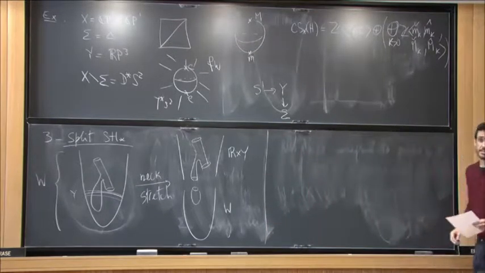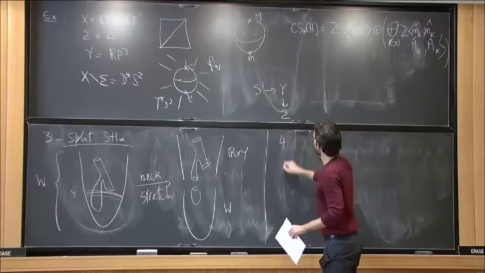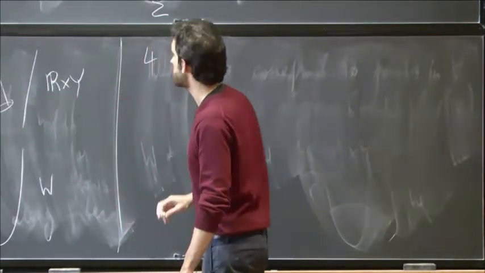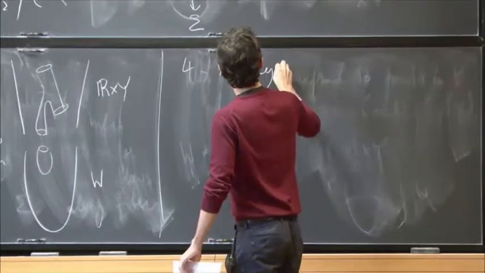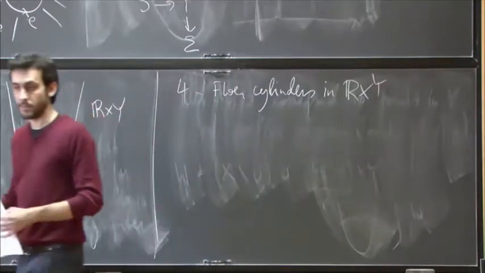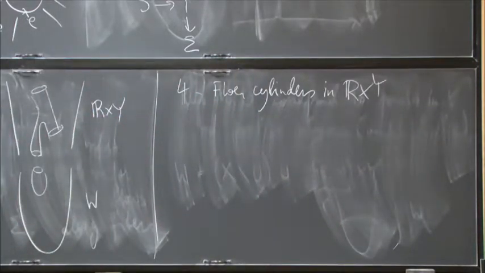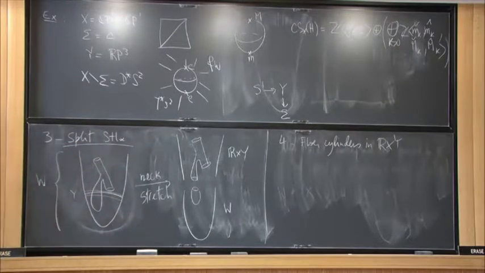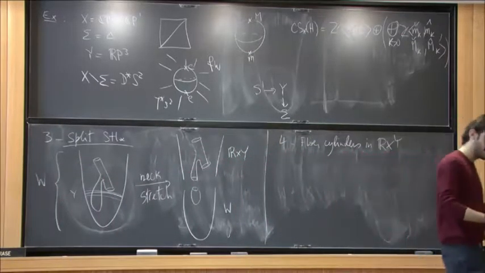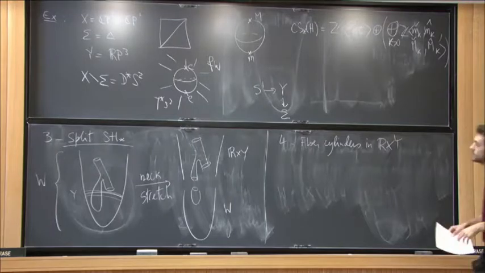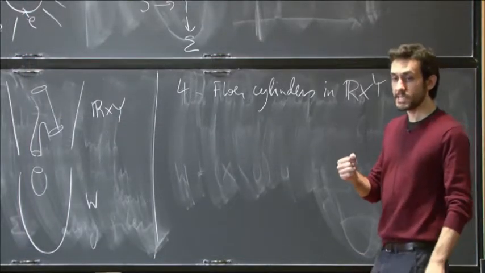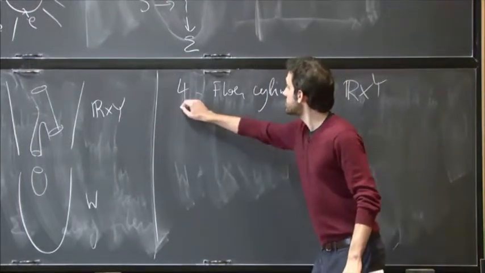Any other questions? So now step four. Step four is just about studying Floer cylinders in the symplectization. And when I say Floer cylinders, I mean cylinders possibly capped by planes in W. I'm going to be able to apply a trick here, using very crucially all the symmetry that I have, all this S1 symmetry in Y, to be able to say something very explicit about the Floer cylinders in the symplectization.